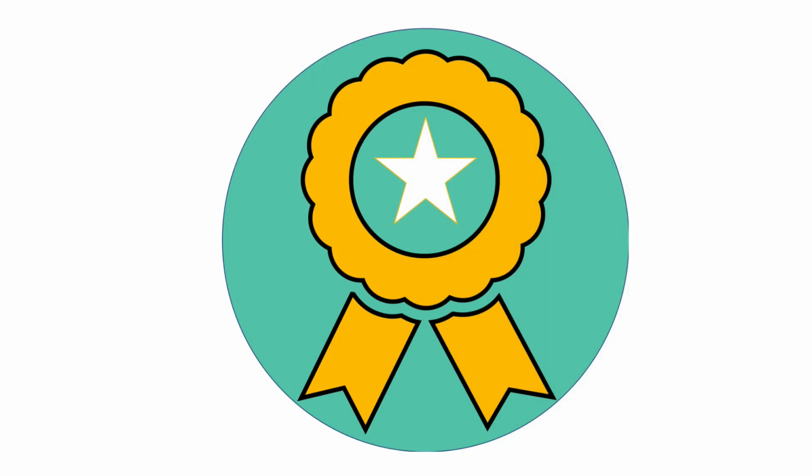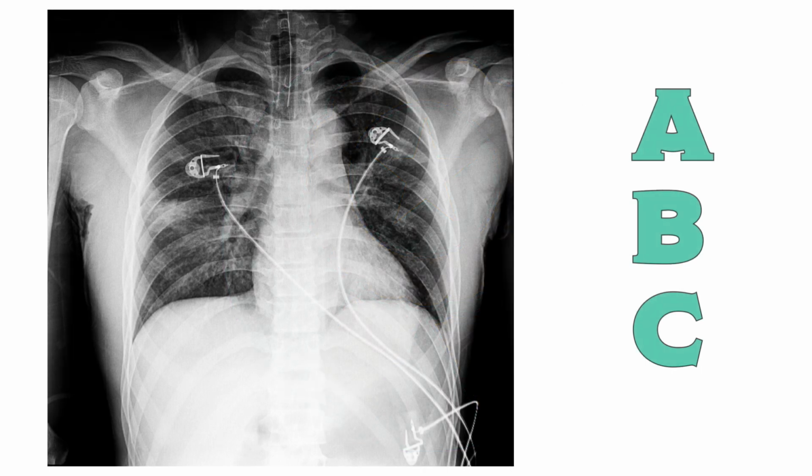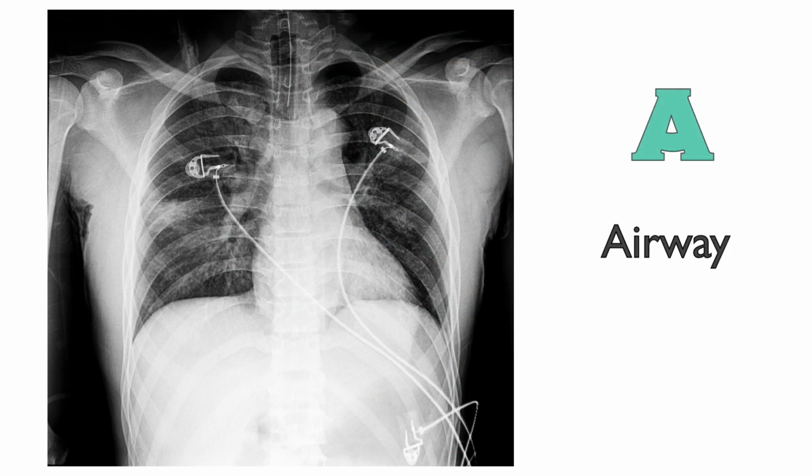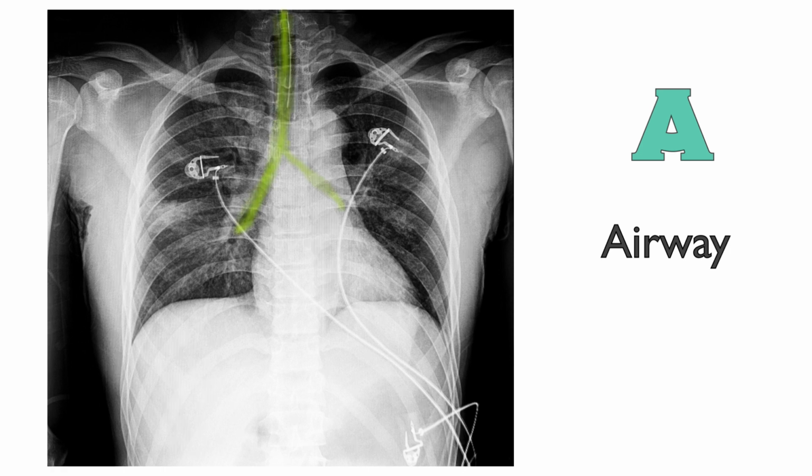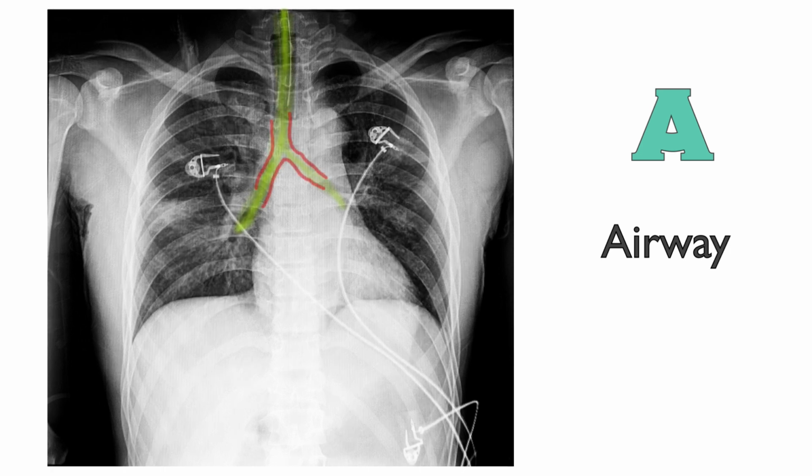Now you know how to assess the quality of an x-ray. Let's go back to our patient's x-ray and discuss the ABCs of reading an image. A is for airway. The green marking highlights the patient's airway. The red marking shows you the bifurcation of the main bronchus into the right and left.